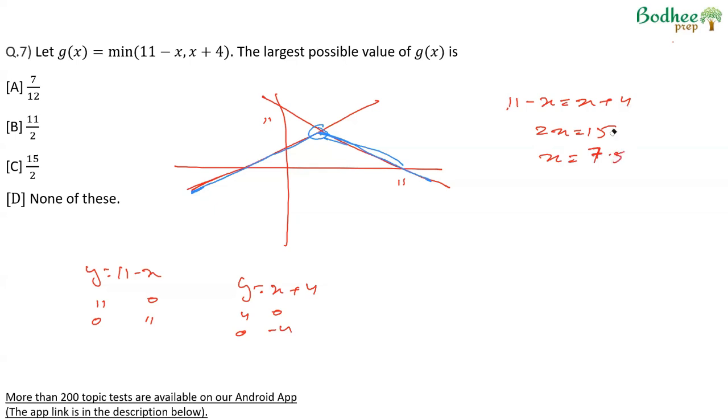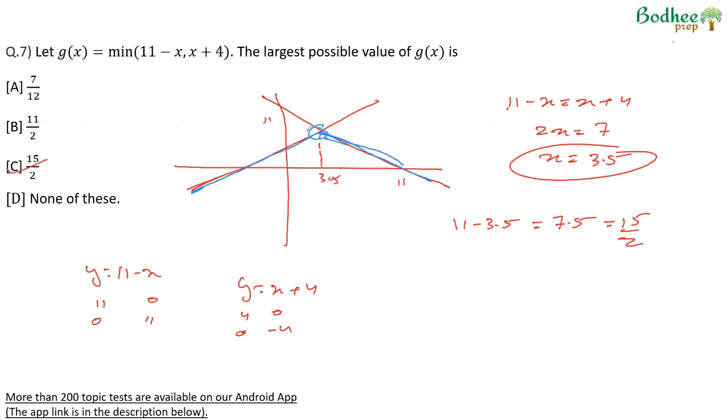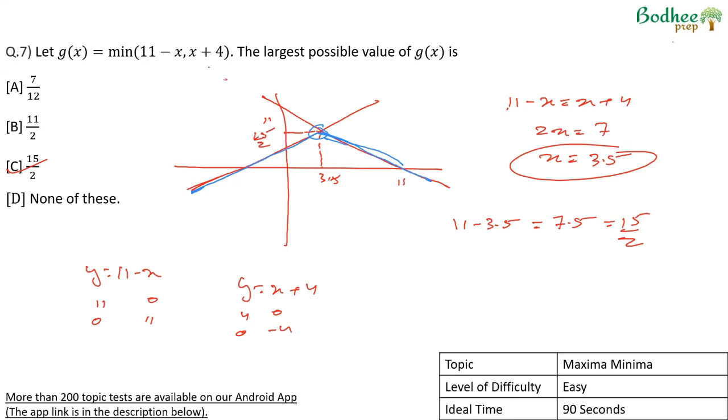Not 15, sorry, 11. 11 minus 4. 2x equals 11 minus 4, which is 7, so x is 3.5. And the maximum value will be 11 minus 3.5, which is 7.5 or 15 by 2. Option C. At x is equal to 3.5, the value of g(x) will be 15 by 2; put the value of x here or here, and that will give us the answer. This is an easy concept, and the numbers are also small, so not more than a minute and a half to solve.